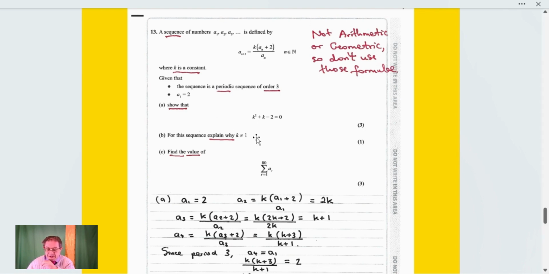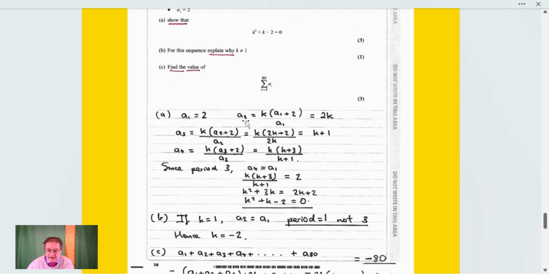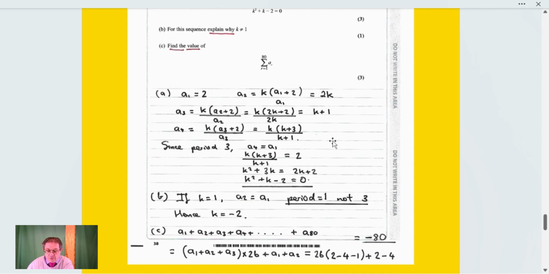So the question says, show that this quadratic is true. We're going to use the periodicity for this. So A of 1 is 2. A of 2 will be 2k. A of 3 will be k plus 1. And A4 will be k times k plus 3 over k plus 1. Since A4 equals A1, we equate, we rearrange, and we get this quadratic. A quadratic which in fact has 2 solutions for k, being 1 or minus 2.